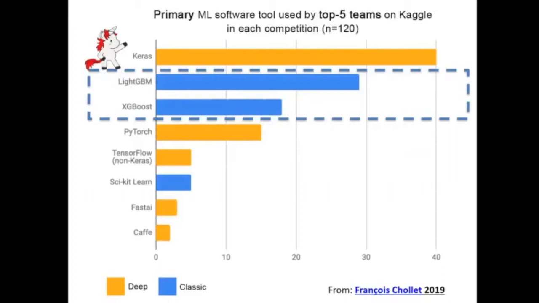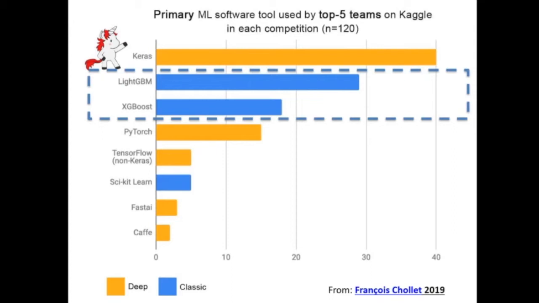And then this is a more recent conclusion from a pretty important person called Francois. You should check out his Twitter. He always uses good figures to summarize and compare different platforms. In 2019, he is a big fan of Keras, which you already tried in your homework. This is from his recent figure, summarizing the primary machine learning software tools used by the top 5 teams in Kaggle competitions.